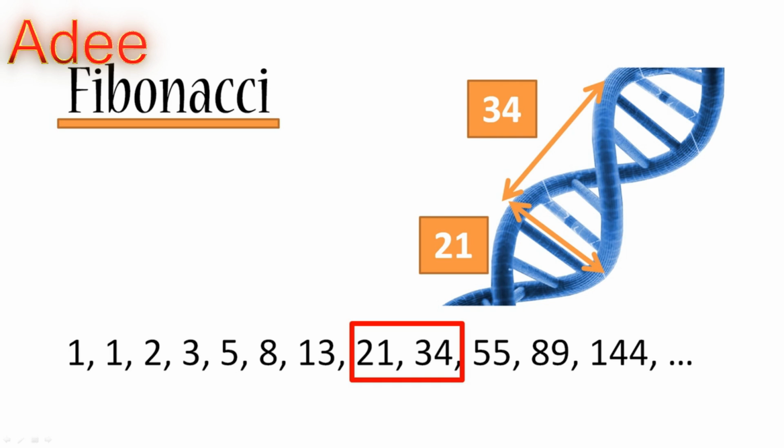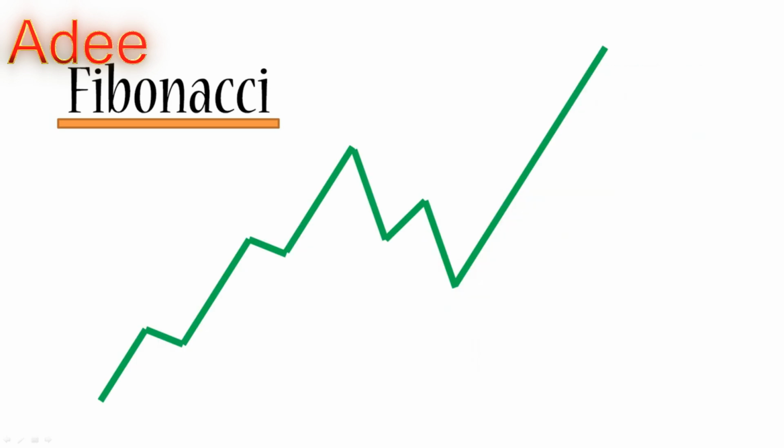So what traders and analysts did, well, they said if the Fibonacci numbers are in our DNA, and if they're more appealing to the human eye, and if they're all over nature, let's have a look and see if we can actually find them on Forex charts. So let's see what they found.